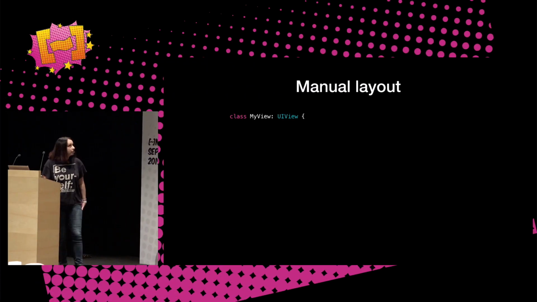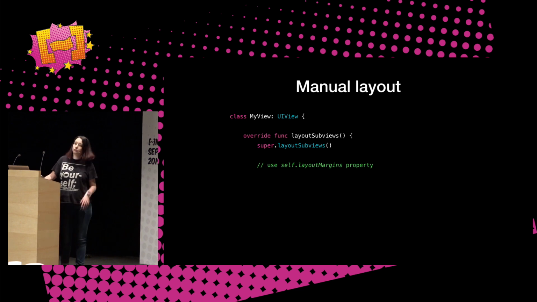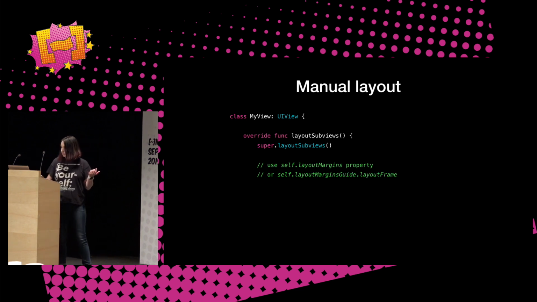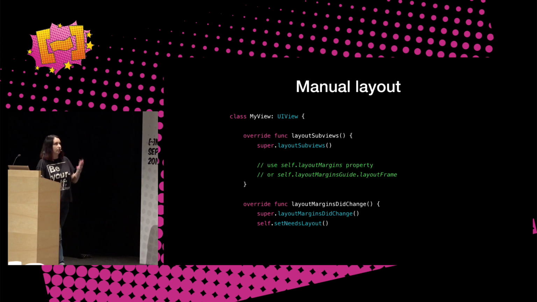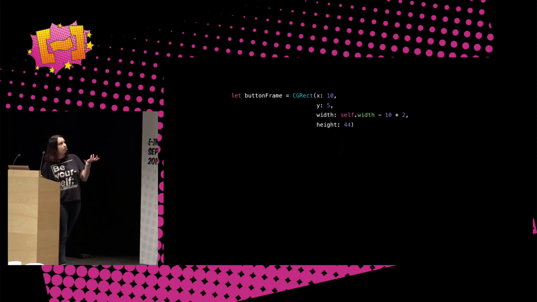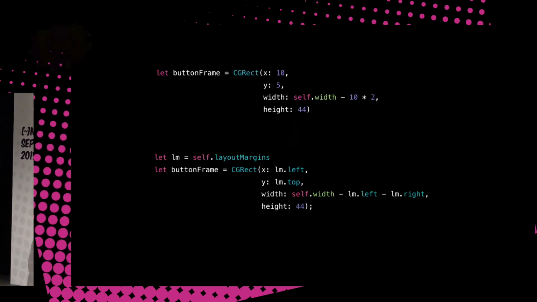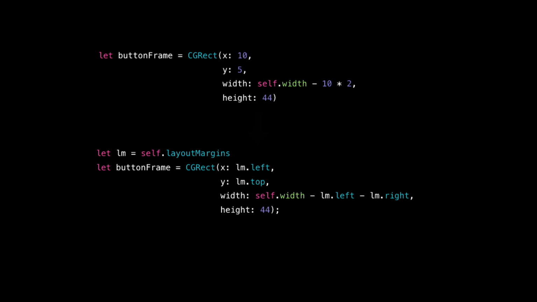And if you're using manual layouts, it's also quite simple. So normally you would do your frame calculations in layoutSubviews, where you can just look at the layoutMargins property or the layoutMarginsGuide layoutFrame to position your subviews against. And in this case of manual layout, we also need to observe a callback and trigger relayout, which we don't need to do in case of Auto Layout. It all happens automatically. So the code that we've seen before will turn into something like this, where instead of specific numbers, we say margins left, margins top, which is quite nice, I think. And yeah, we can also set the margins later.